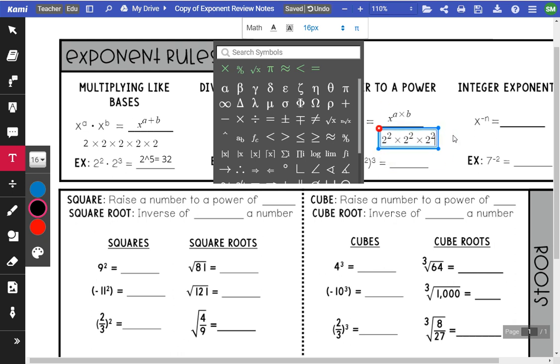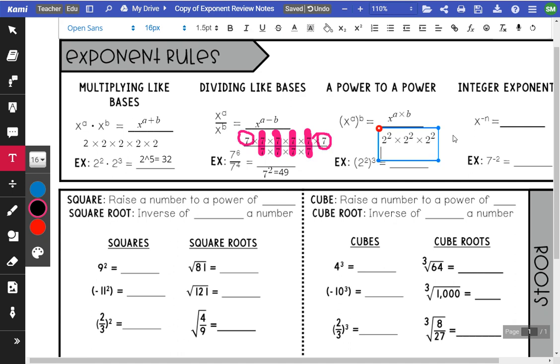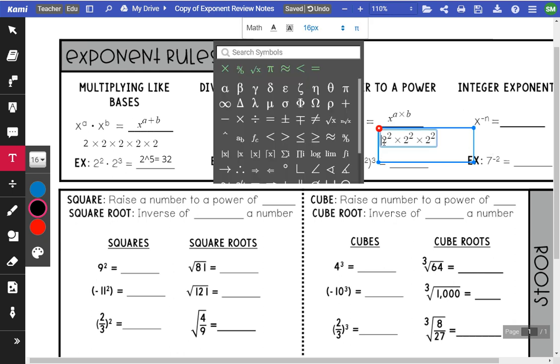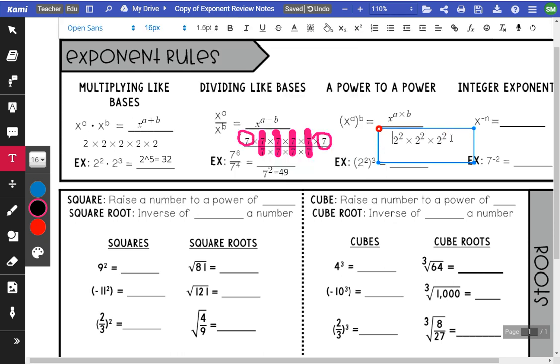I'm going to arrow out of this and get out of the equation editor and enter. I'm going to make this a bigger box. So on the second row here, I'm going to write out each of these. Let's see if I can move that over a little bit. No, it doesn't look like I can. Hey, there I can. Okay, so each of these is 2 2's multiplied together.